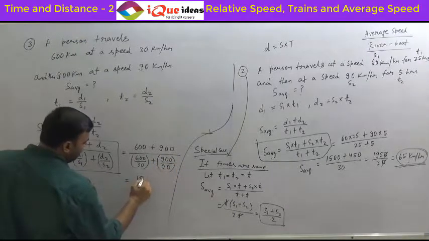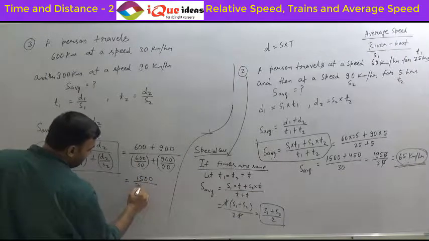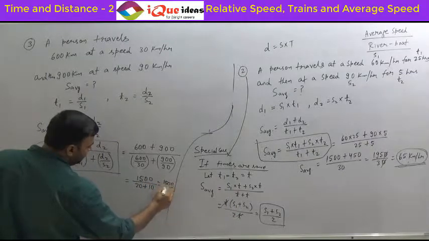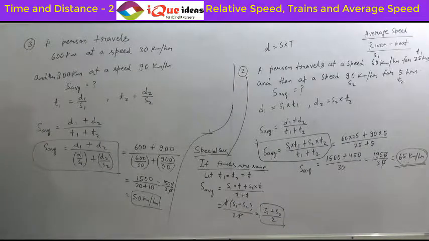So we have 1500 divided by, 600 by 30 is 20, 900 by 90 is 10. So 1500 by 30. So it is 50 kilometers per hour. In this case also there will be a special case. So from here, special case.